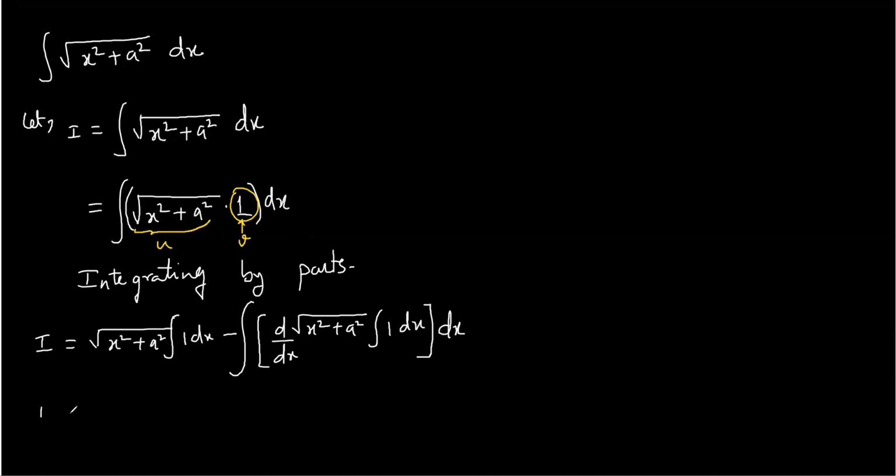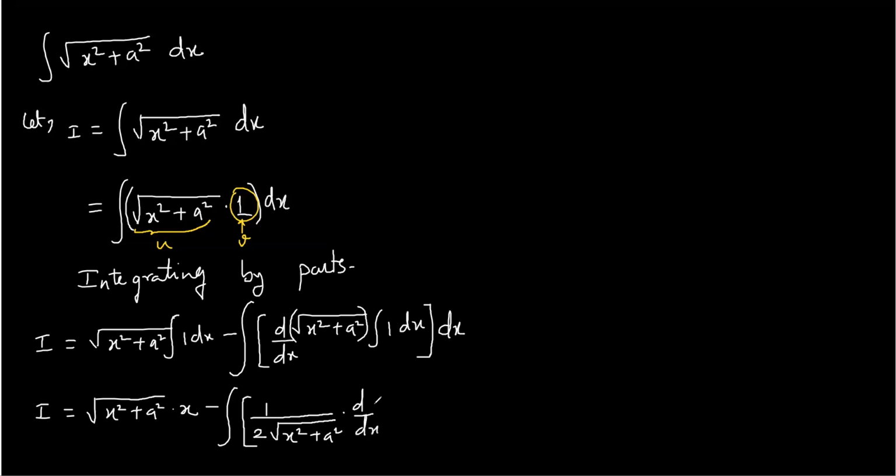So I have I equals x square plus a square, square root, multiplied by integration of 1 dx, which is x, minus, now see here, inside the bracket you have d by dx of root of x square plus a square, which is d by dx of root f of x. You know the derivative of root f of x is 1 upon 2 root f of x into d by dx of f of x. So 1 upon 2 root x square plus a square into d by dx of x square plus a square, and here integral 1 dx is x, and then close the bracket, write dx.